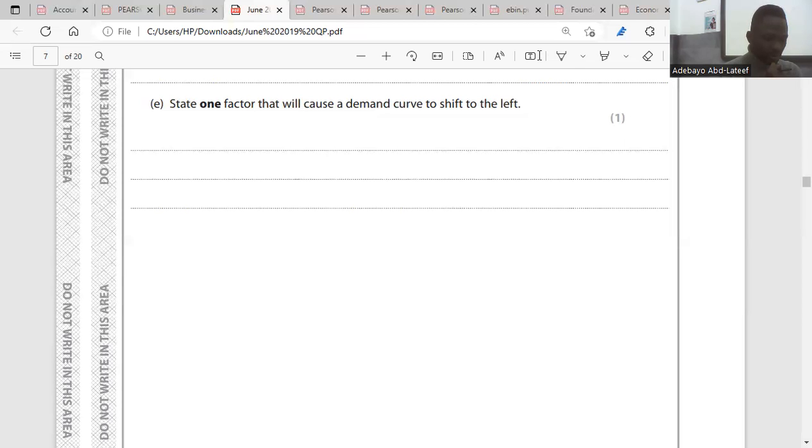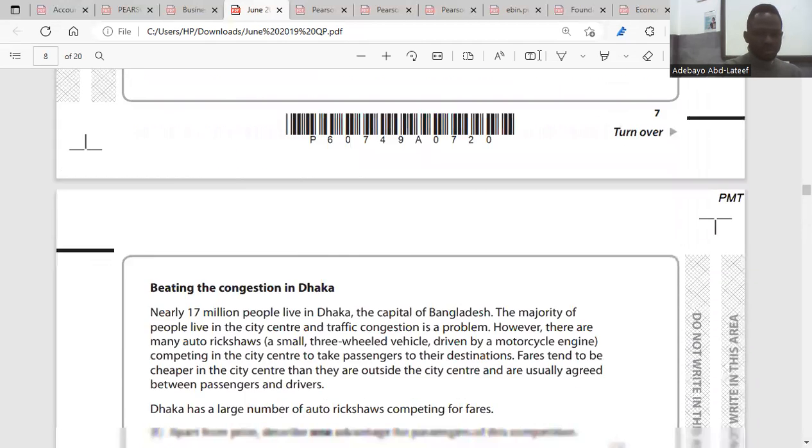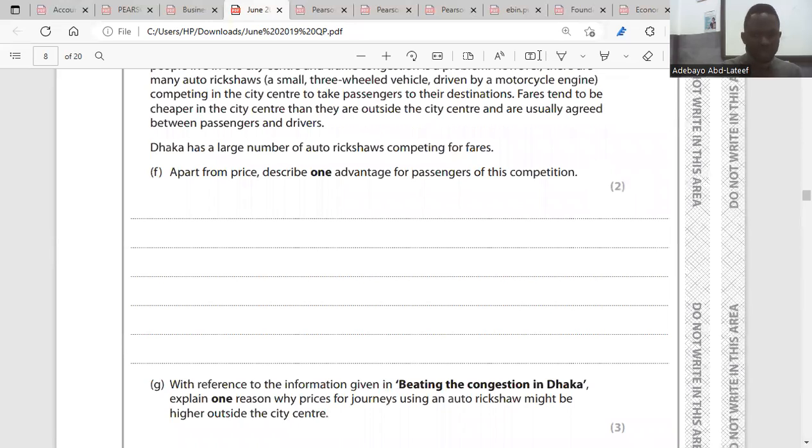Cheaper in the city center than they are outside the city center, and are usually agreed with the passengers and residents. Dakar has a large number of isolated shops, completely classified. Thank you. So apart from price, describe one advantage for passengers of this competition.